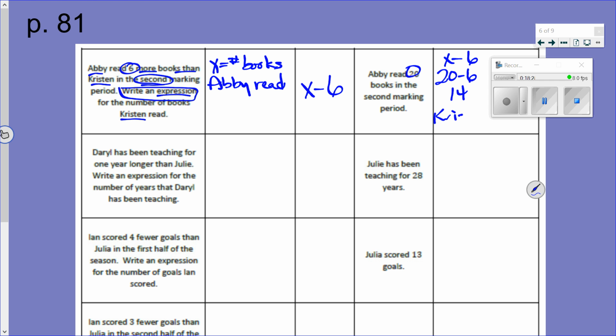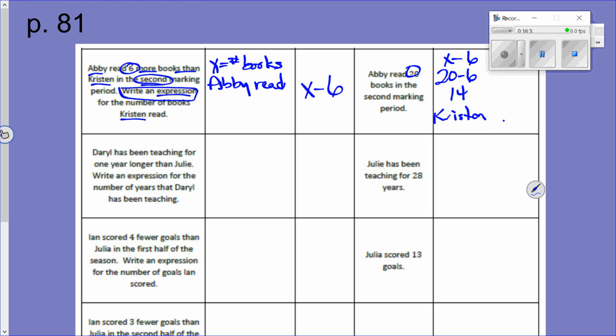So Kristin read, whoopsie, there we go. Kristin read 14 books.